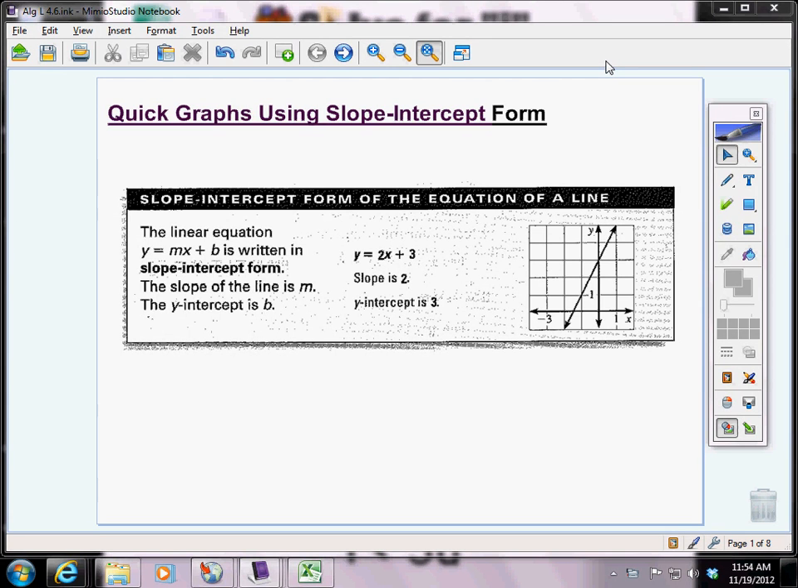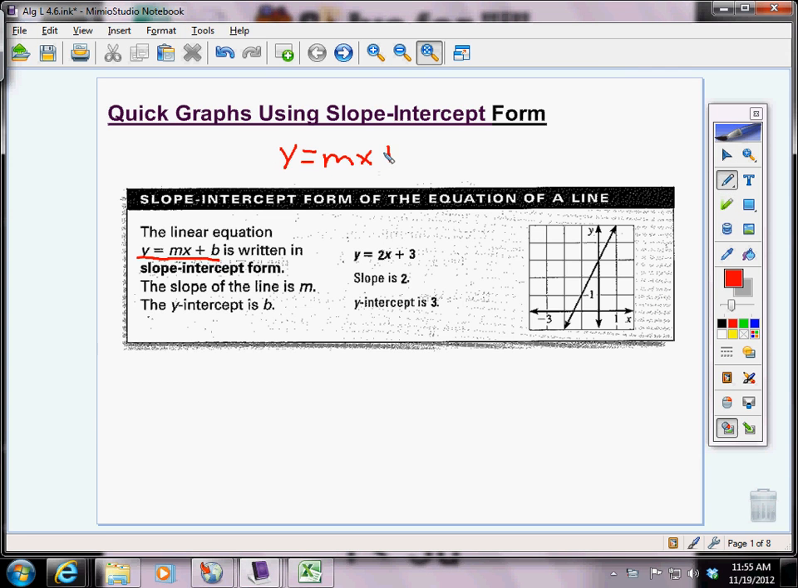Put 0 in for x, find the y-intercept. Put 0 in for y, find the x-intercept. Plot those 2 points and draw a line through them. Now, I think the easiest one to use, though, is slope-intercept form. And what slope-intercept form is right here: y equals mx plus b. Now let's talk about what this means.